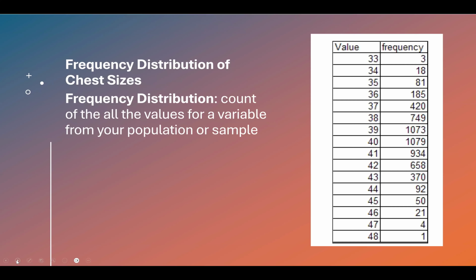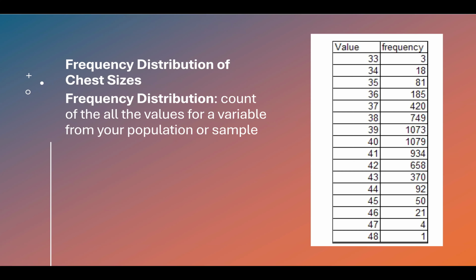So frequency of distribution. So this is just an example of chest sizes. So you measured the circumference of human chests, and these are the values. These are all the different measurements, and this is the frequency. So there were like 3 that had 33, 185 that had 36, 420 people had 37. Okay, and so this is the different count and variable.